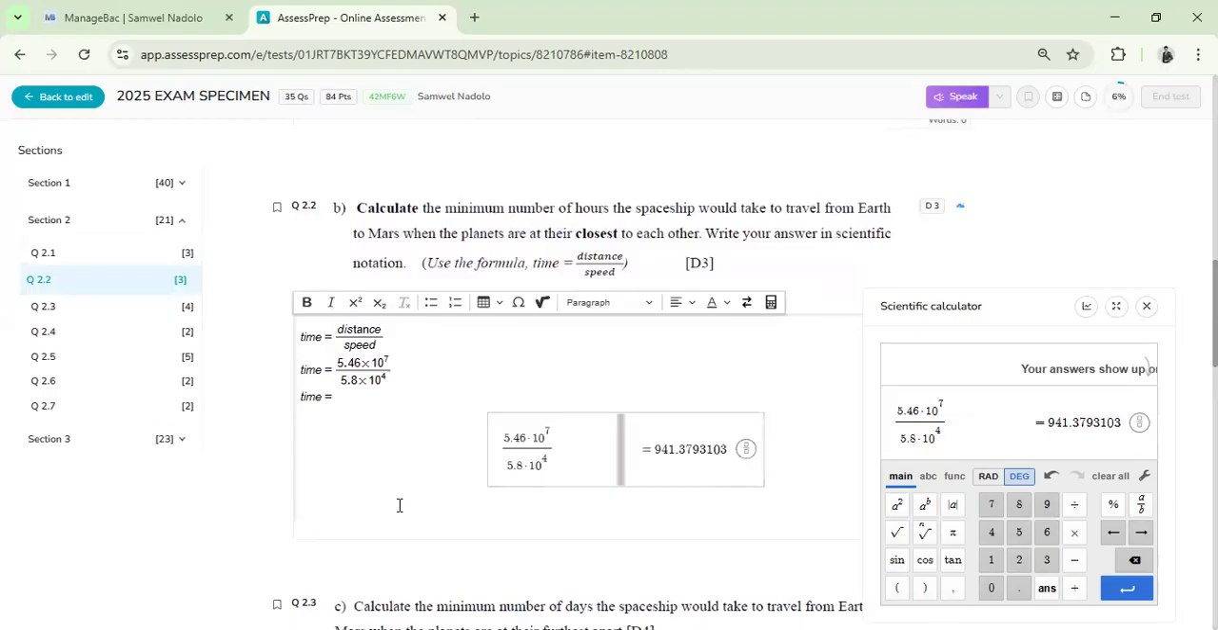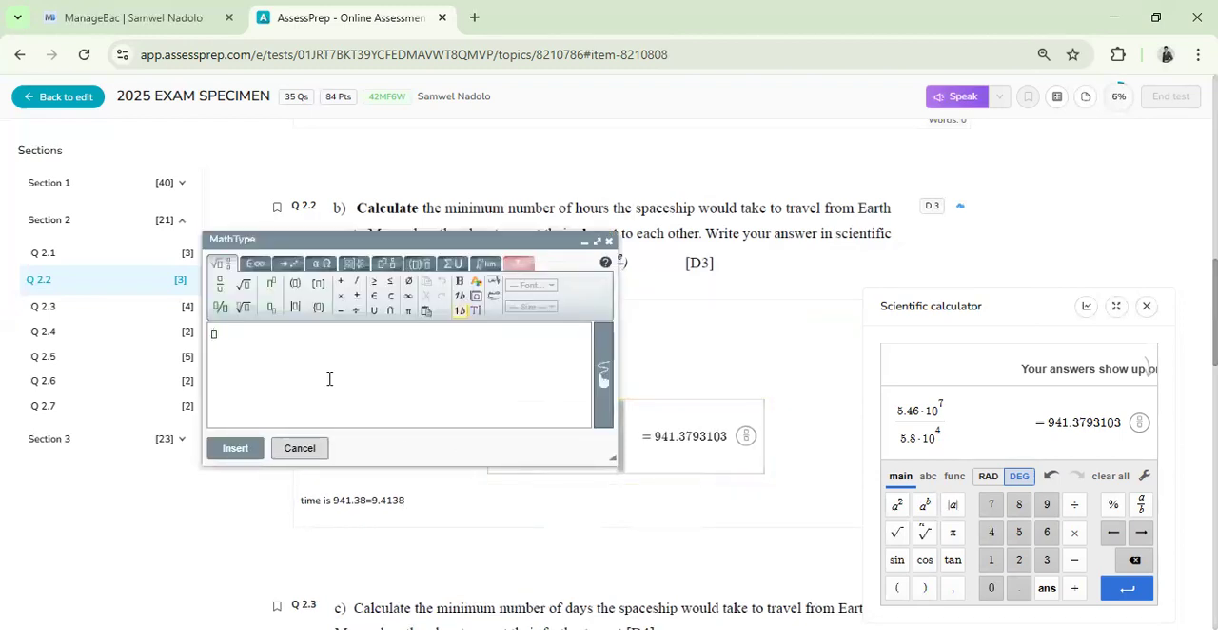So we'll need our answer to 2 decimal places, unless they have told you to do otherwise. 2 decimal places, that will be 94. So we'll say time is 941.38, which is the same as, because they want the answer in scientific notation, 9.4138 times 10.